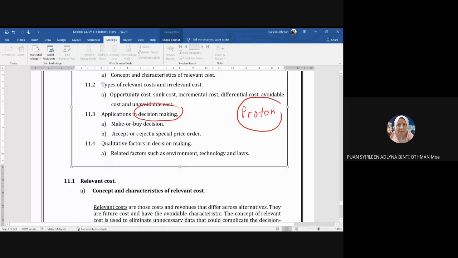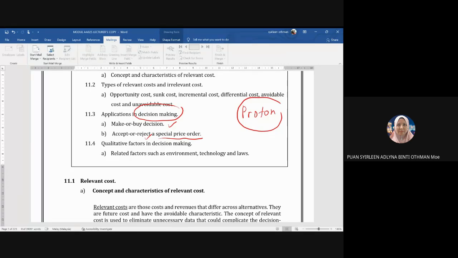So this is what we are going to do in topic 11. Okay, kita kena buat decision whether to make or to buy, ataupun kita buat decision whether to accept or reject on special price order. Okay, so kamu kena faham bila kita kata make or buy, maksud di sini ialah kita merujuk kepada certain parts in our product yang kita mungkin decide either to make on our own atau to buy the parts yang dah siap, kita bawa ke kilang dan kita pasang ke dalam produk yang kita hendak keluarkan.